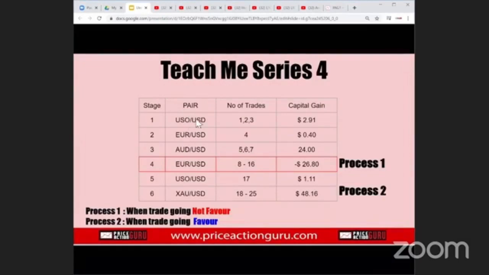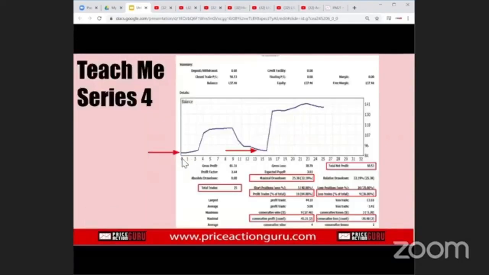I've structured the entire statement into 6 phases. So in that 1 hour, I've taken 6 different types of trades, and I'm going to show you the outcome. First is the USD oil, which is number one. Number of trades is number 1, number 2, number 3. Overall, I make $2.91.